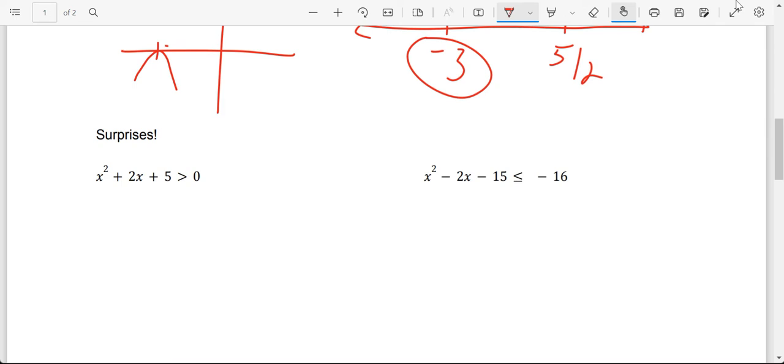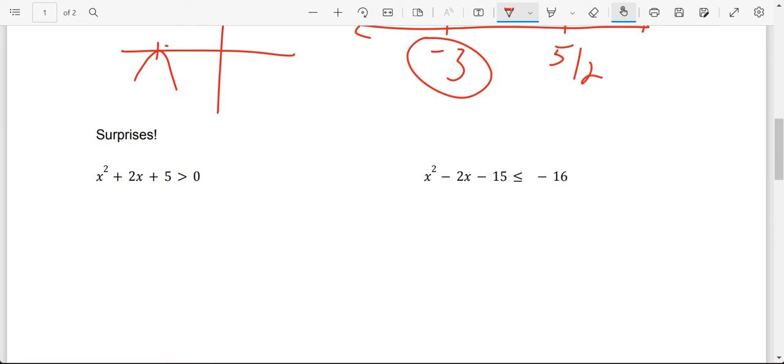Well, that's okay, because why? There are no zeros for this. If you were to use the quadratic formula right now, you would get imaginary numbers. So what does that mean for us?